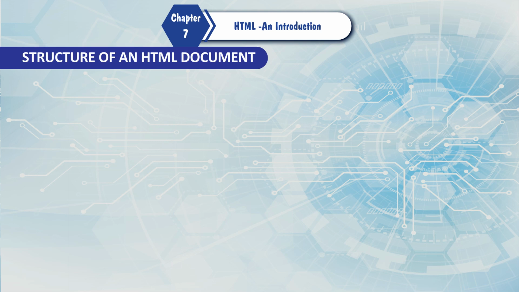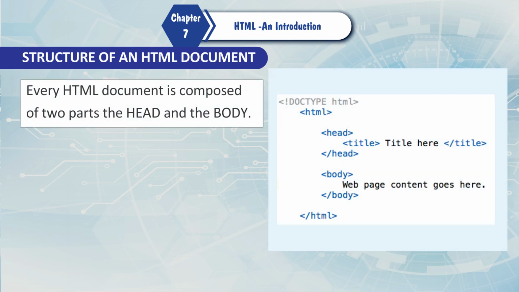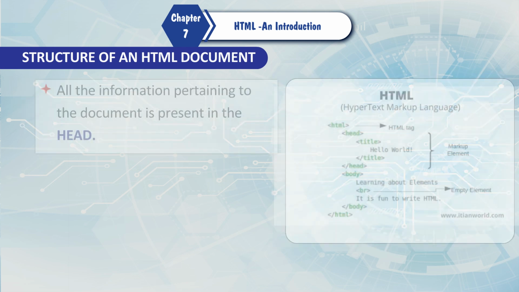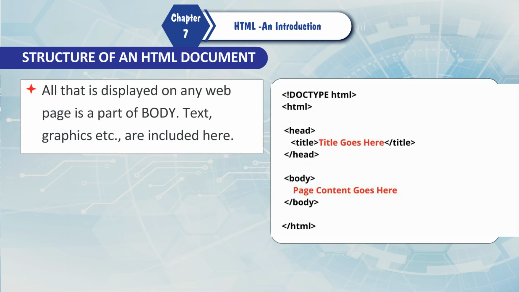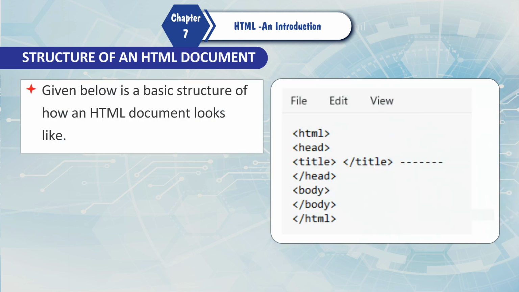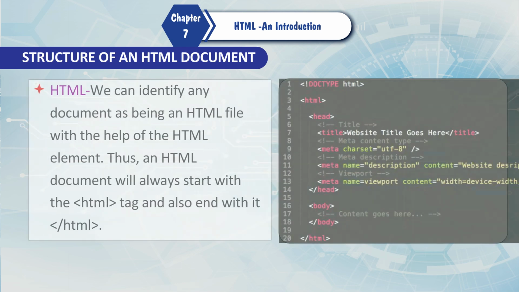Structure of an HTML document. Every HTML document is composed of two parts, the head and the body. All the information pertaining to the document is present in the head. All that is displayed on any web page is a part of the body. Text, graphics, etc. are included here. Given below is the basic structure of how an HTML document looks.